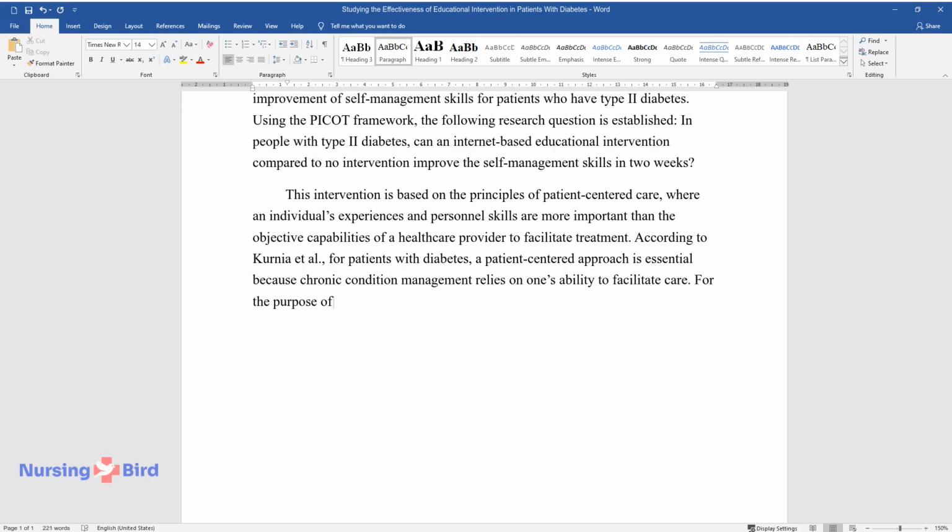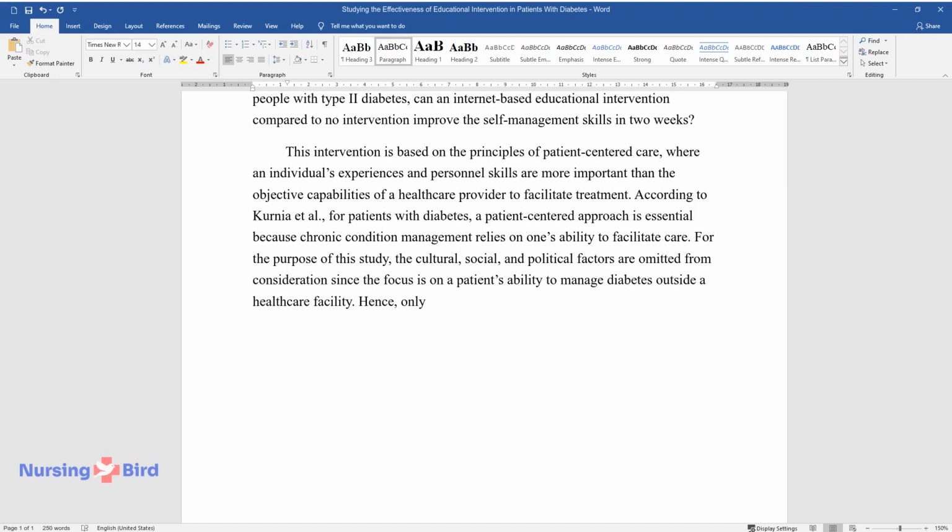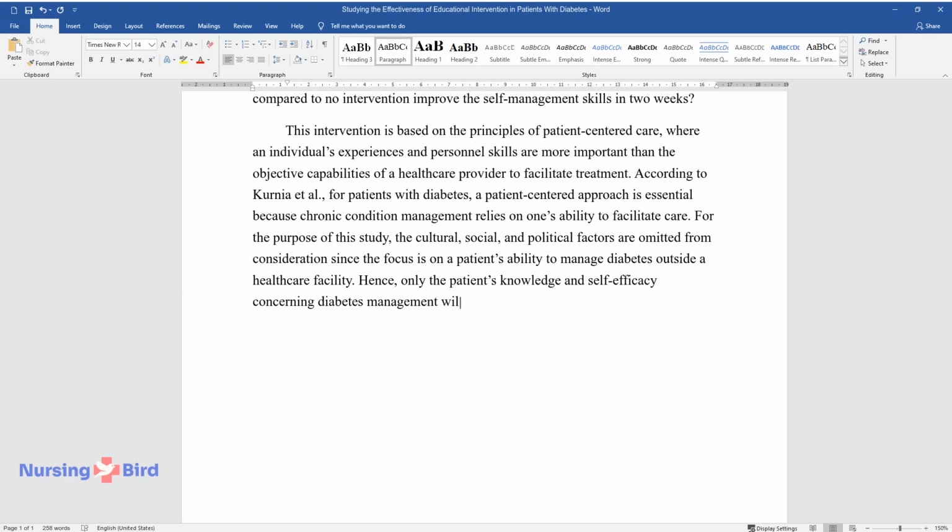For the purpose of this study, the cultural, social, and political factors are omitted from consideration since the focus is on a patient's ability to manage diabetes outside a healthcare facility. Hence, only the patient's knowledge and self-efficacy concerning diabetes management will be assessed.